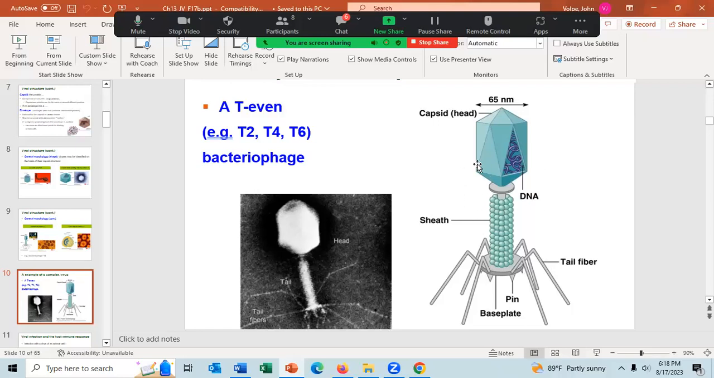Any question about any of that? All right, and that's an actual electron microscopic image of bacteriophage T4. That's the artist rendition.